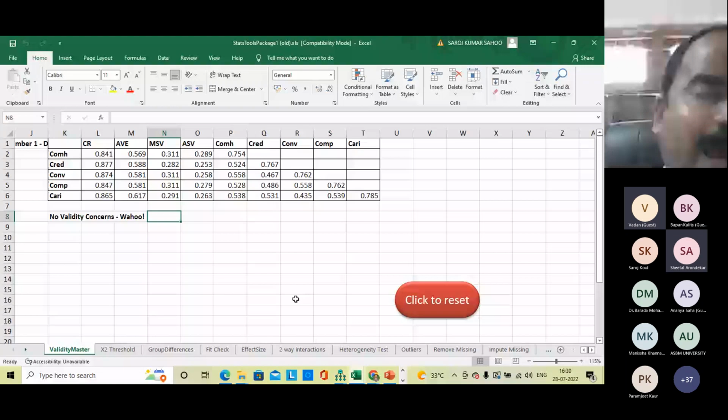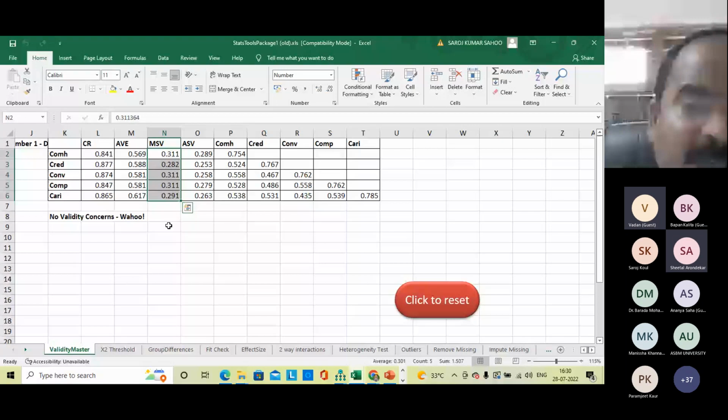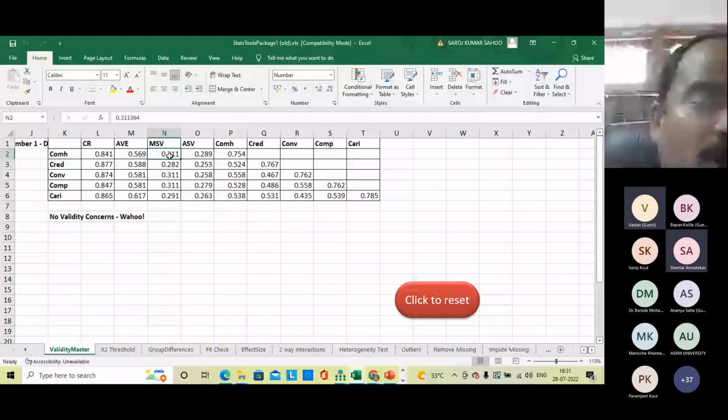Look at my screen. These are all MSV values. MSV means maximum shared variance. All the MSV values are less than AVE values. MSV value of comprehension is 0.311, which is less than the respective AVE, that is 0.569.